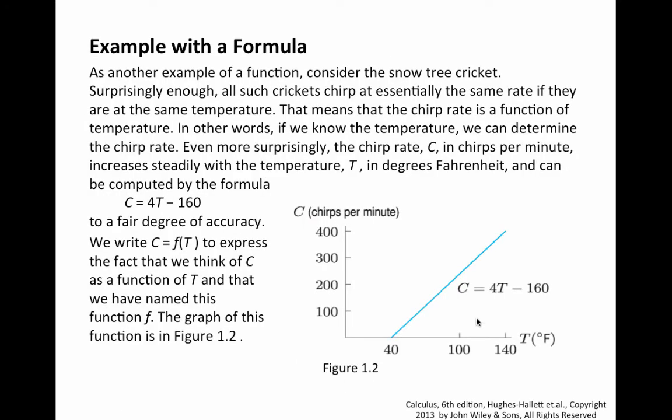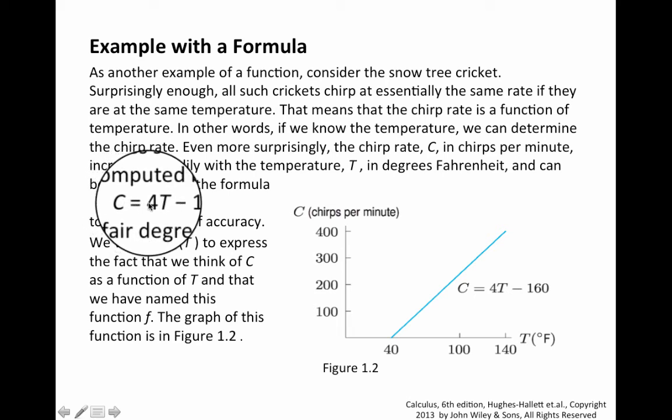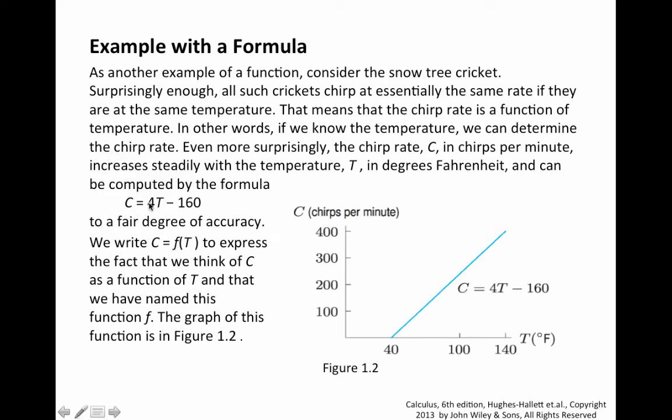Okay? Now, sometimes the relationship between the output and the input, or the range in the domain, is so strong that we can capture it with a formula. And that's the case here with the chirping per minute, or the chirping rate of the snow tree cricket. Interestingly enough, the number of chirps per minute can be found by multiplying the temperature in degrees Fahrenheit times 4 and subtracting 160. So let's take a look at that.